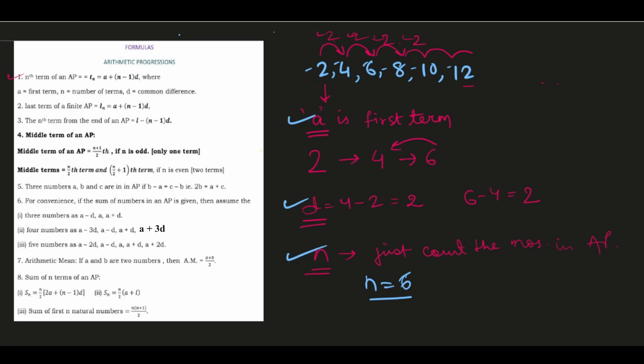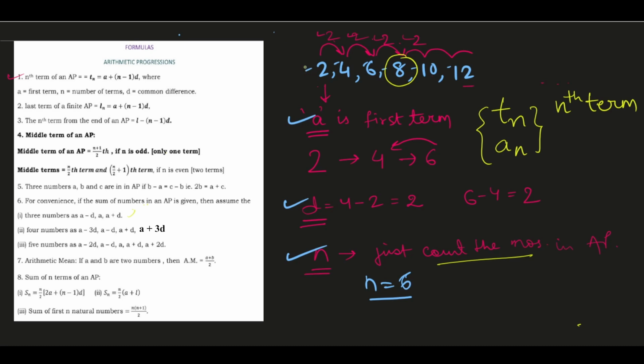Now let's move to one more important terminology which is called Tn, or a few students write it as An also. I generally prefer to write An. Now it all depends on you how you are writing. It's all the same thing, okay? So what does it mean? Tn or An means nth term. Now what is nth term? Suppose I want to say which term is 8 here. Which term is 8?